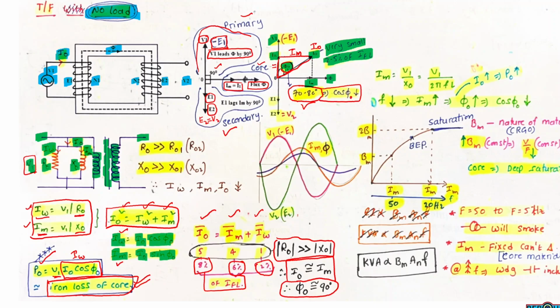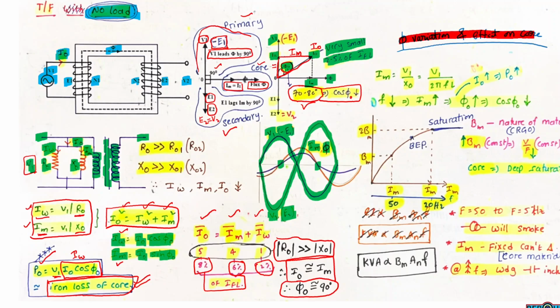This is a waveform representation. This is supply voltage V1 and this is primary back EMF minus E1. These two are in phase. And this is flux phi and magnetizing current IM. These two are in phase, that means they will cross zero at the same time. Magnitude may be different. V2 and E2, these two are in phase. So this is the waveform representation of parameters of the transformer.